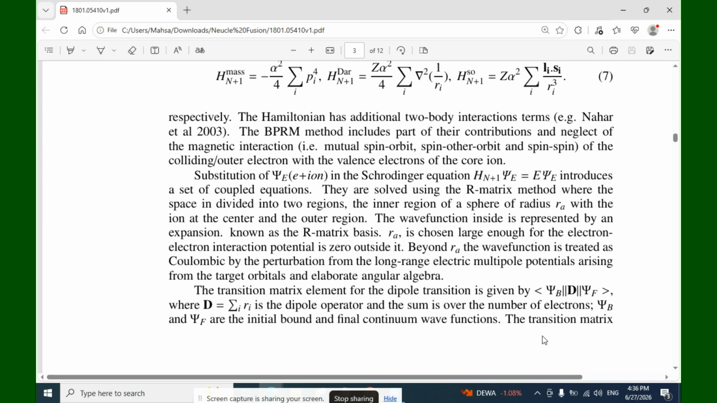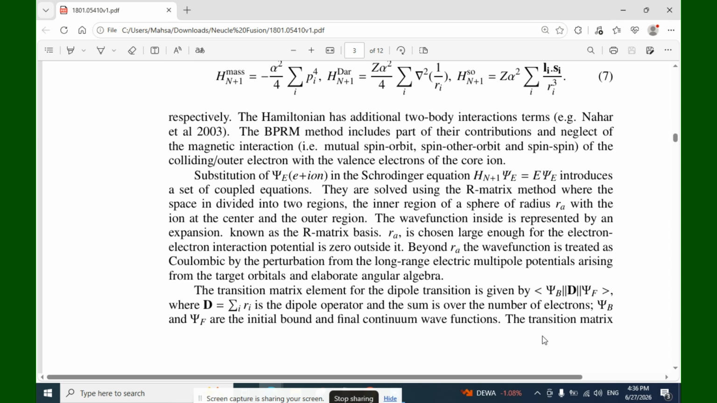Substitution of the wave function Ψ in the Schrödinger equation, H_{N+1}Ψ = EΨ, introduces a set of coupled equations. They are solved using the R-matrix method, where the space is divided into two regions: the inner region of a sphere of radius r, with the ion at the center, and the outer region.